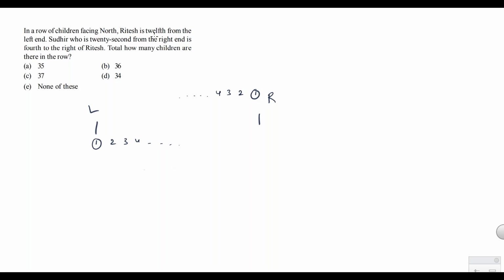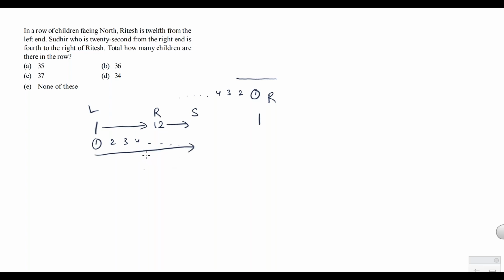Right? Ritesh is 12th from the left hand. So from the left hand means from this side. I'm taking the arrow mark this side. So Ritesh is 12th from the left hand. Sudhir, who is 22nd from the right hand, is 4th to the right of Ritesh. Now let me take Sudhir with respect to Ritesh. Sudhir is 4th to the right of Ritesh. Then what should be Sudhir's position from the left hand?